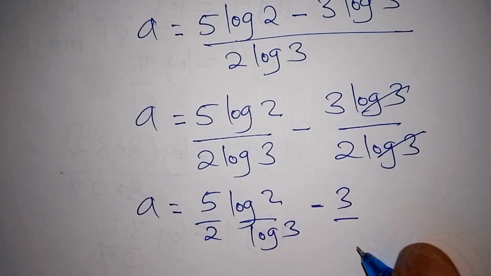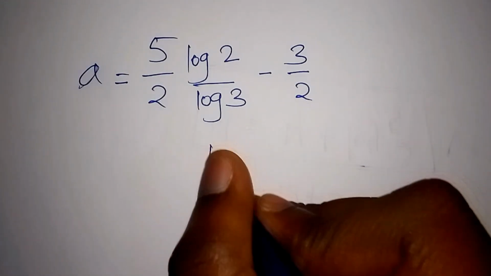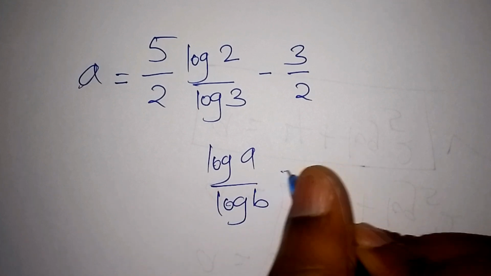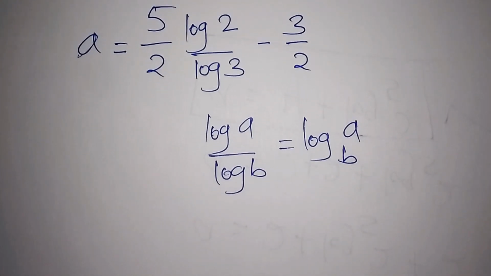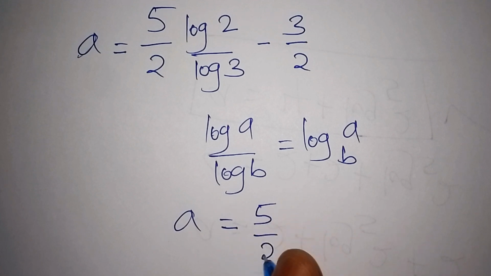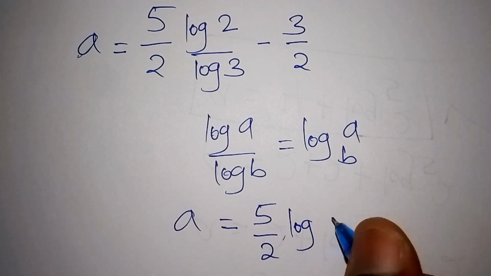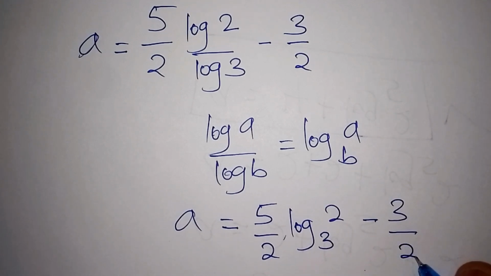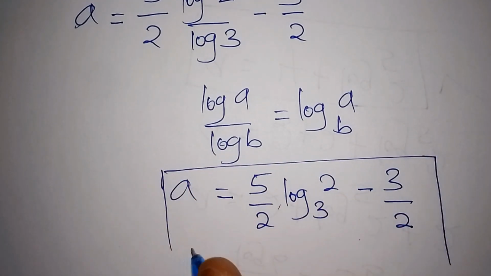Assume that we have the log of a all over the log of b. This can also be written as the log of a to the base of b. So now our value for a is equal to 5 over 2, and instead of having the log of 2 over the log of 3, we shall now have the log of 2 to the base of 3, minus 3 over 2. This now qualifies to be the correct answer for that particular problem.